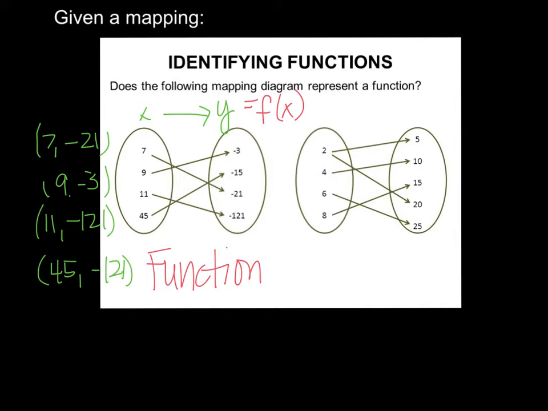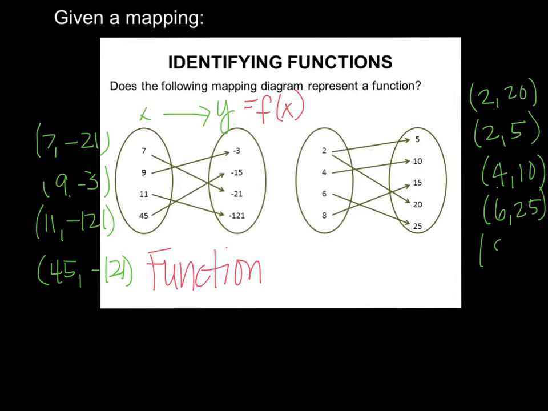Now let's look at the second map. Again, take time to always write your coordinates. 2 mapped with 20, 2 mapped with 5, 4 mapped with 10, 6 mapped with 25, and 8 mapped with 15. So again, let's check our x values. Oops, 2 is repeated right there. So therefore, this mapping is not a function.